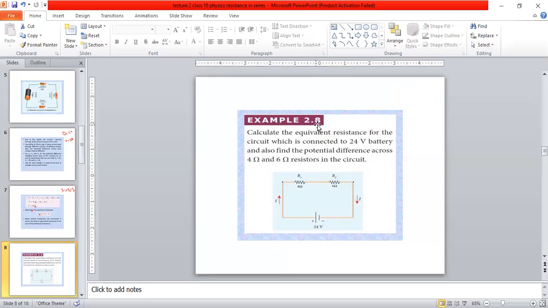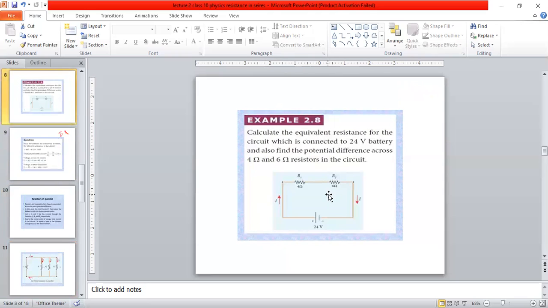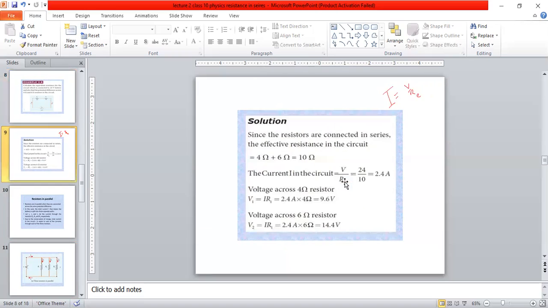This is example number 2.8. You can also see example 14.4 from your book. Calculate the equivalent resistance for the circuit which is connected to the 12-volt battery and also find the potential difference. Okay, these are two resistances, 4 ohm and 6 ohm. Before solving the question, you must read the statement of the given question clearly, to see which combination is used. Here the series combination is used. You can also see it in your figure. This is the series combination.